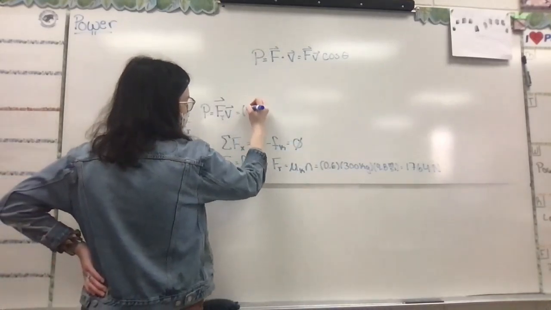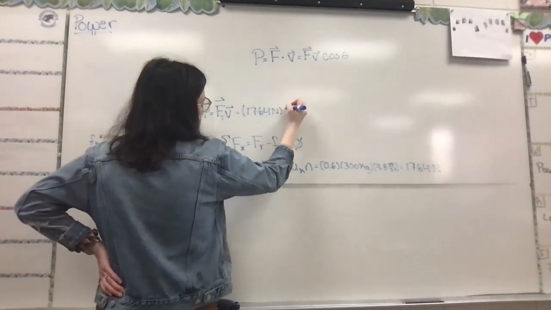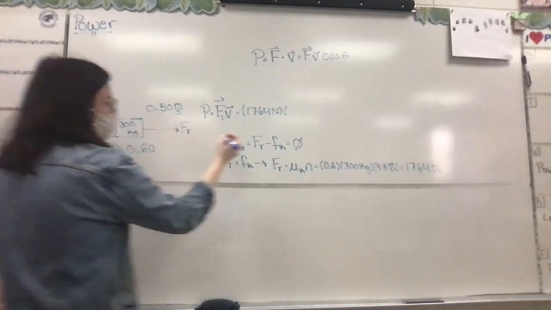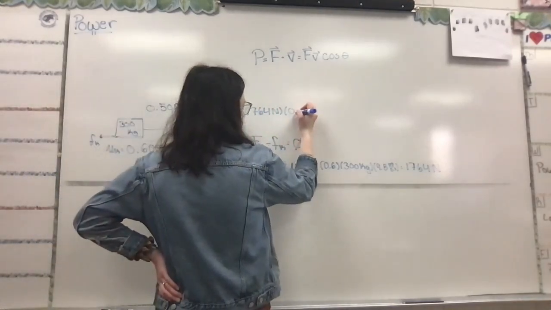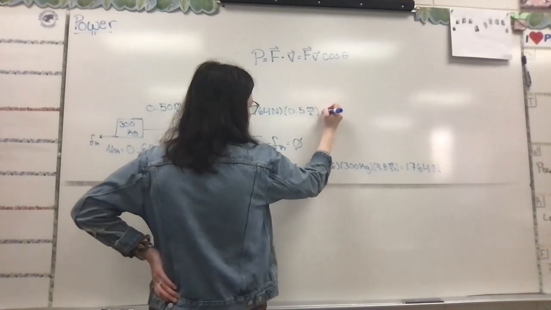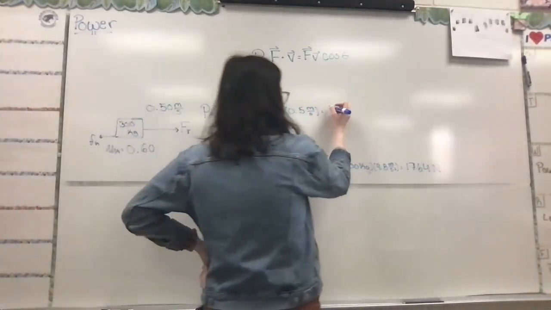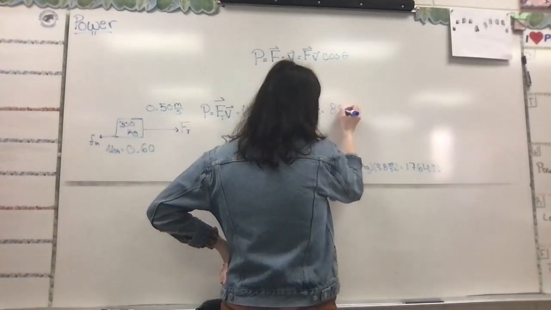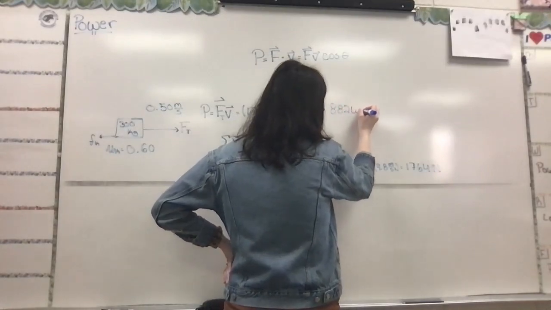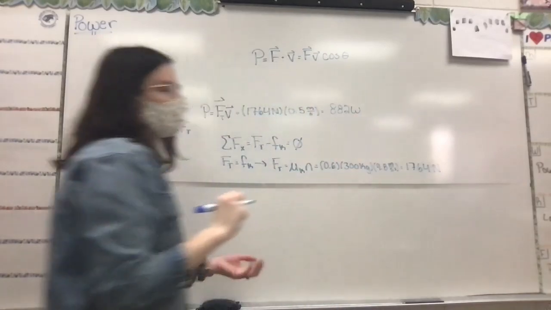So in order to solve for our power, we're going to take that 1764 newtons, and we're going to multiply it by our velocity of 0.5 meters per second. That's 882 watts. Perfect. What's the unit symbol? Is it just a W? It's a capital W.